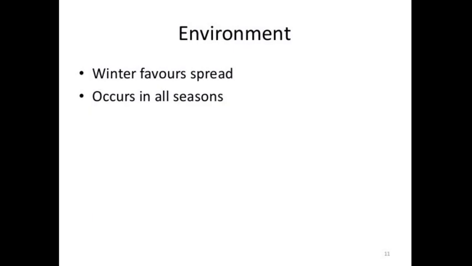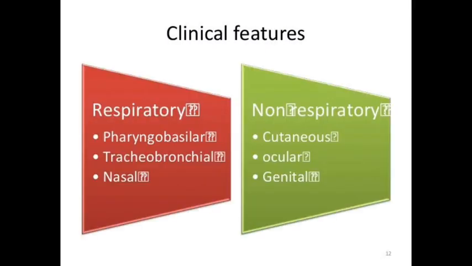Next is environmental factors. Winter is the season which favors its spread the most, although it occurs in all seasons. Let's talk about clinical features. It can be divided into two subparts: respiratory and non-respiratory. Under respiratory come pharyngotonsillar, laryngotracheal and nasal. Under non-respiratory comes cutaneous, ocular and genital.